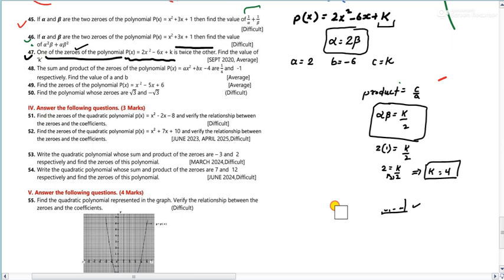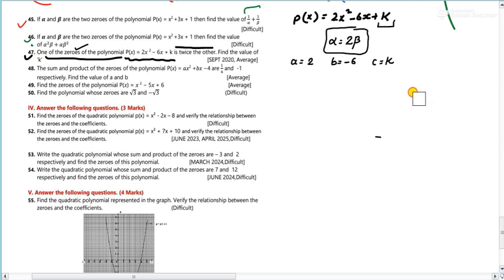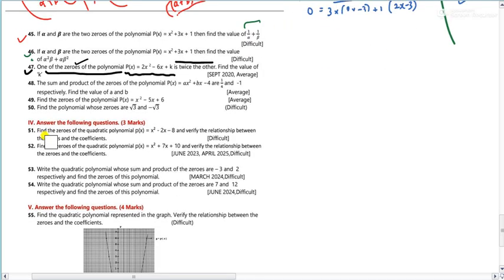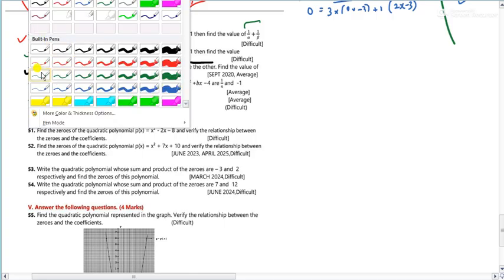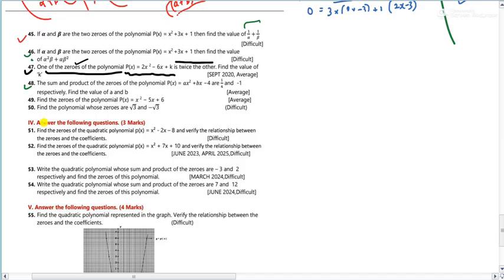Next, question number 48. Can you try yourself, everyone? Question number 48. You can zoom the screen, write the question and solve. Question number 48. I have shared it already yesterday itself. Okay, I'll repeat it again.